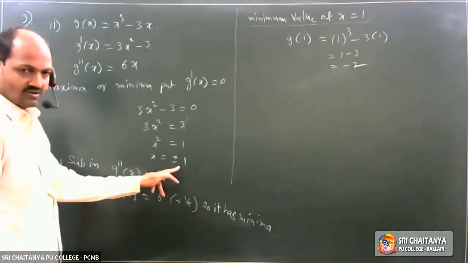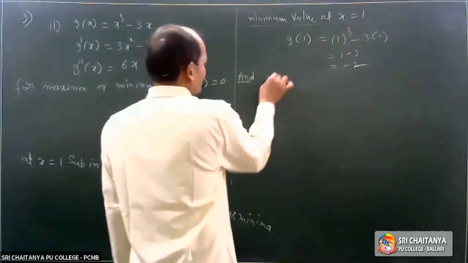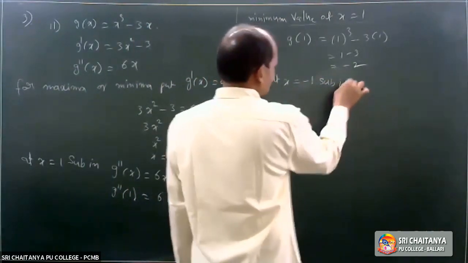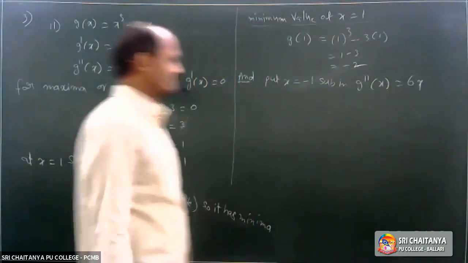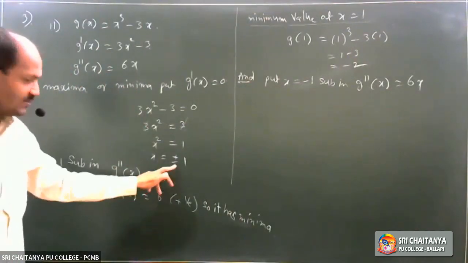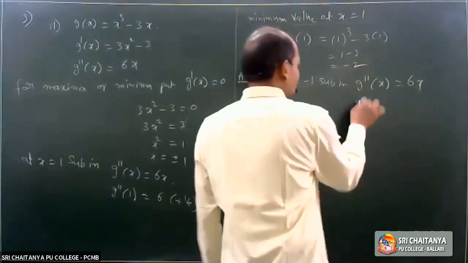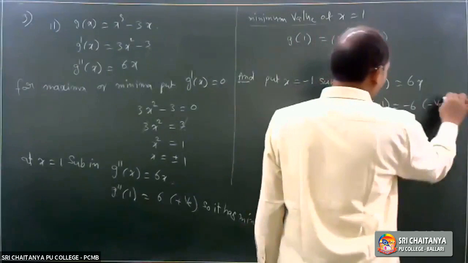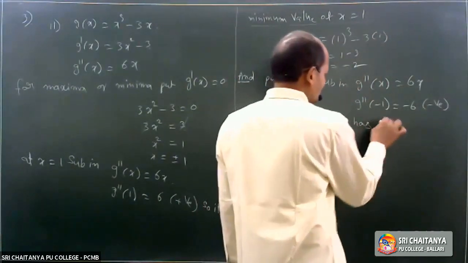Next, at x equal to minus 1. Put x equal to minus 1 and substitute in g double dash of x is equal to 6x. Here we get x equal to plus 1 and minus 1. So g double dash of minus 1 is equal to minus 6. It is negative. Negative means it has a maximum.